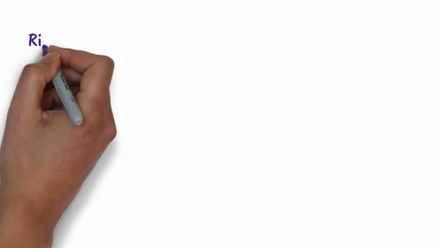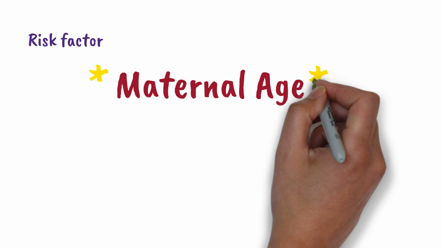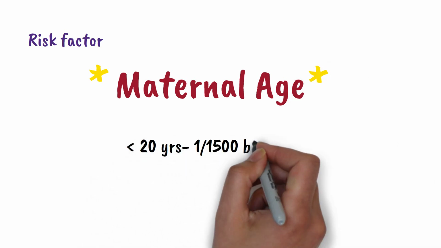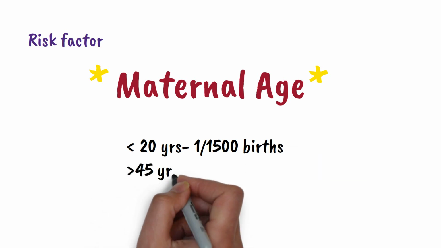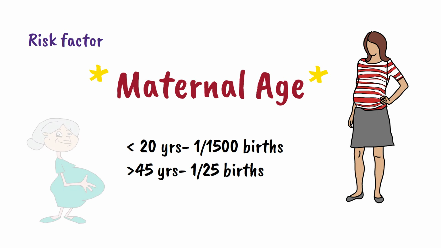The most important risk factor for Down syndrome is maternal age. In mothers less than 20 years old, the risk of having a baby with Down syndrome is 1 in 1,500 births. Contrast this to when the mother is more than 45 years old, where the risk is 1 in 25 births.